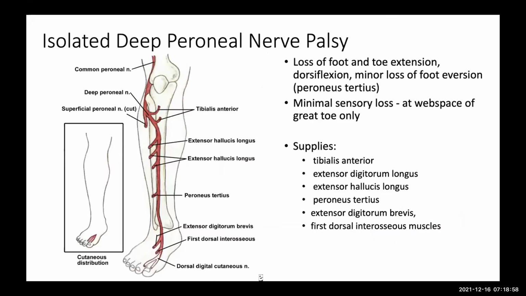So then if you were to affect the deep nerve, you're going to lose foot and toe extension. As we said, that's because it supplies multiple muscles: tibialis anterior, extensor digitorum longus, extensor hallucis longus, peroneus tertius, which is actually a little bit of an everter and a dorsiflexor, and then extensor digitorum brevis and the first dorsal interosseous muscles. So you're going to have minimal sensory loss, and that is one really helpful thing. But if you're just trying to get a motor exam and trying to figure out from that alone, there is a way to determine the difference.